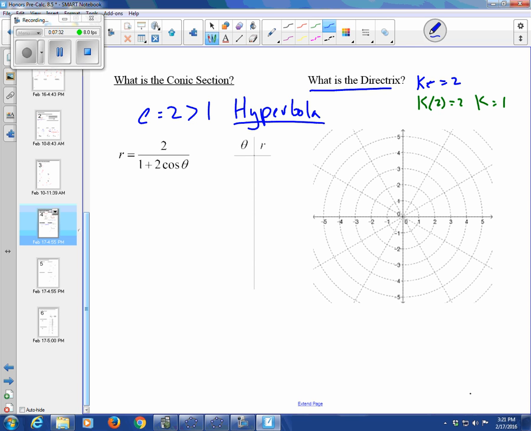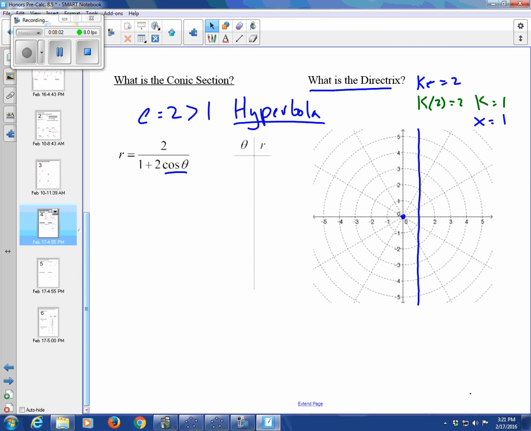Now right here we can say, by looking at our denominator, we've got 1 plus 2 cosine theta. The fact that we've got a cosine tells us that we're opening horizontally, and the addition in our denominator tells us that we're opening onto the negative x-axis from that focus at the origin. So right here, with that k value of 1, we are going to have the line x equals 1 as the directrix to the focus at the origin.